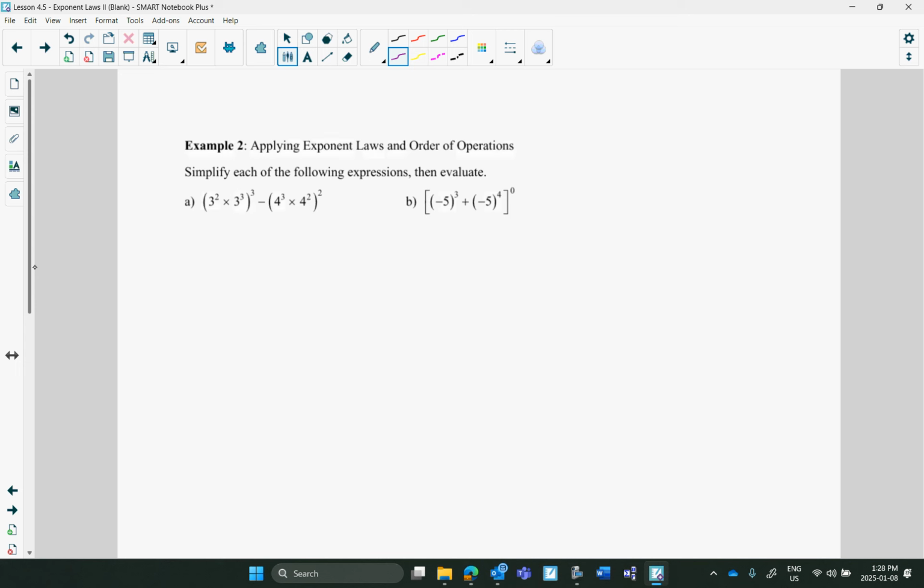So notice the instructions. We want to simplify these as much as we can using our exponent laws, and then once we simplify them as far as we can, use our calculator and evaluate. So think of your exponent laws. I do the parentheses first, right? What's an easier way to say 3 squared times 3 to the 3rd? 3 to the 5, because I add the exponents. Remember, we multiply, we add. And we still have to raise that to the 3rd.